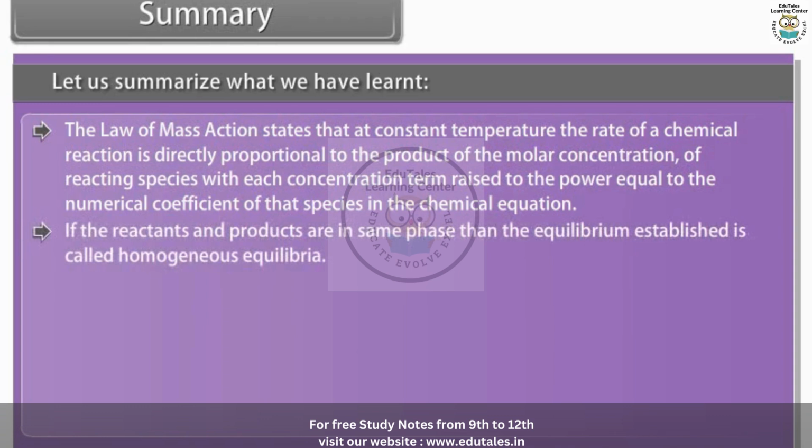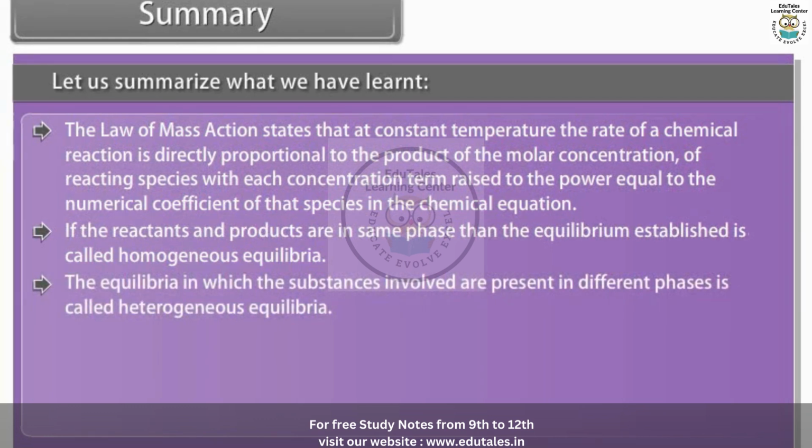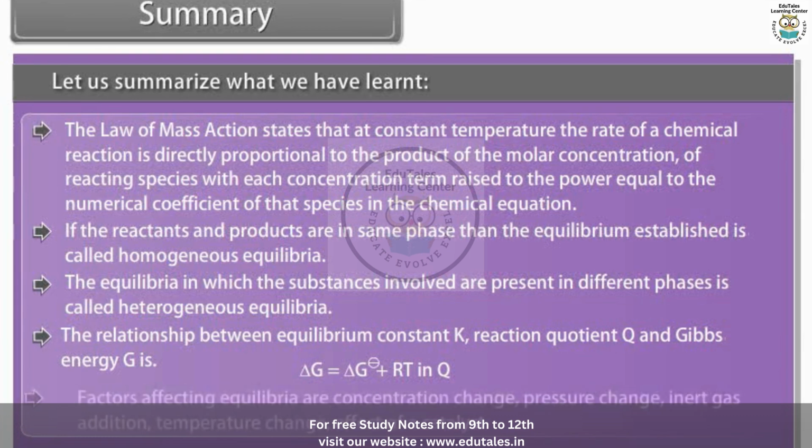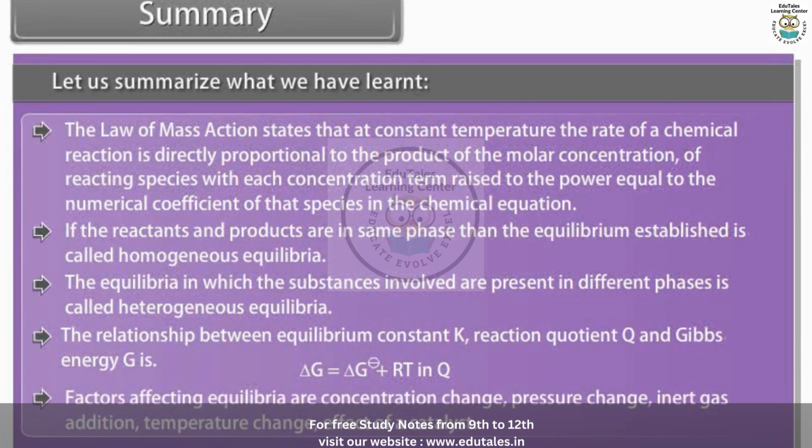If the reactants and the products are in the same phase, then the equilibrium established is called homogeneous equilibria. The equilibria in which the substances involved are present in different phases are called heterogeneous equilibria. The relationship between equilibrium constant K, reaction quotient Q, and Gibbs energy G is also discussed. Factors affecting equilibria are concentration change, pressure change, inert gas addition, temperature change, and effect of catalyst.